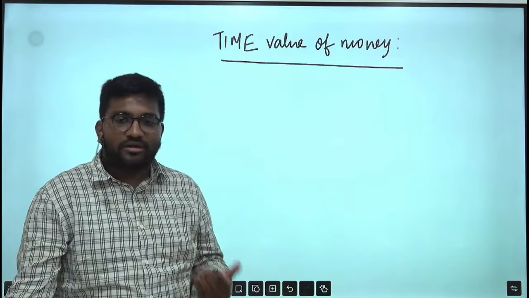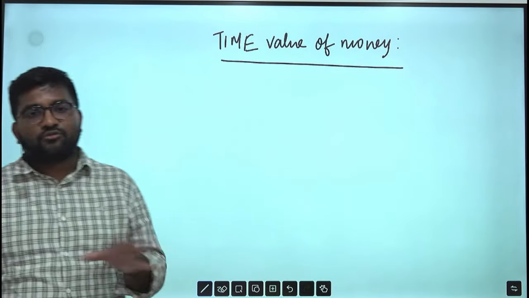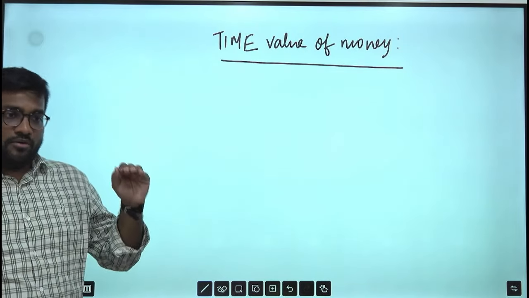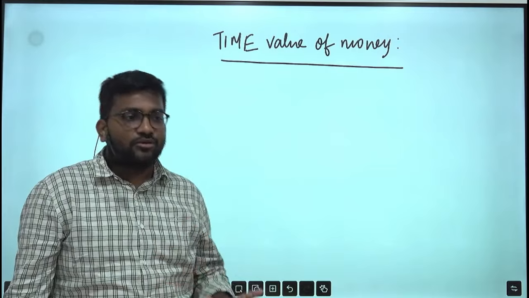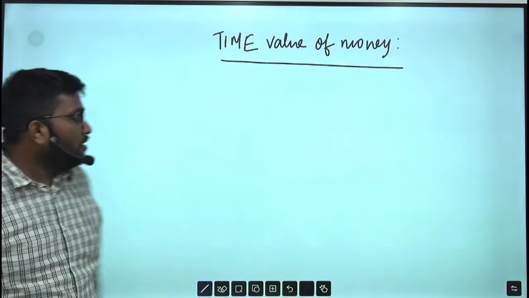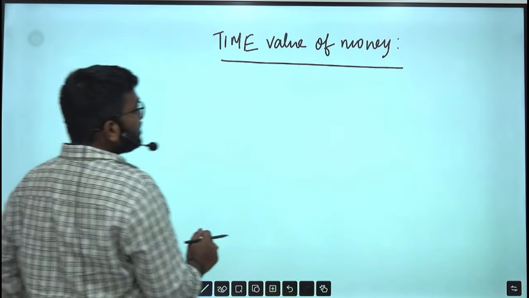And Monday to Friday, the schedule is fixed. Since tomorrow is the result day, tomorrow we don't have any class. But apart from that, Monday to Friday by 4:50, you all be here so that you settle down, and at exactly 5 we are going to start the class. Okay. So time value of money.